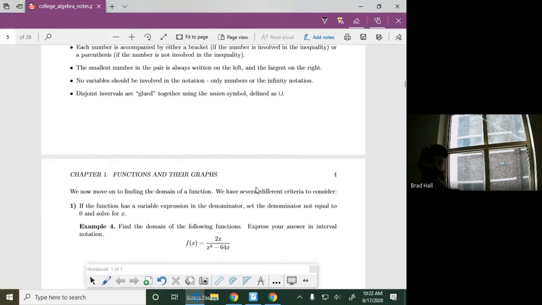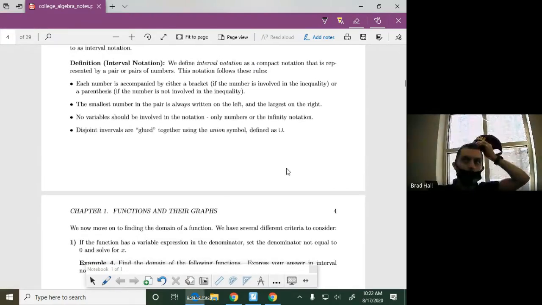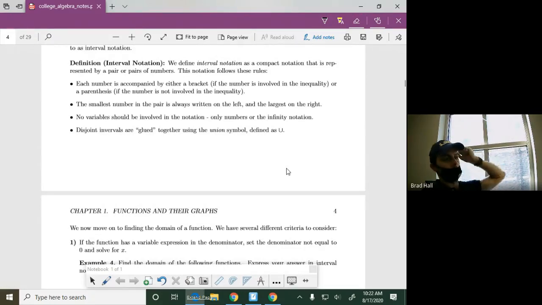The most applied example or situation of interval notation is domains, finding the domain of a function. We mentioned domains before, but now we're going to algebraically determine domains.